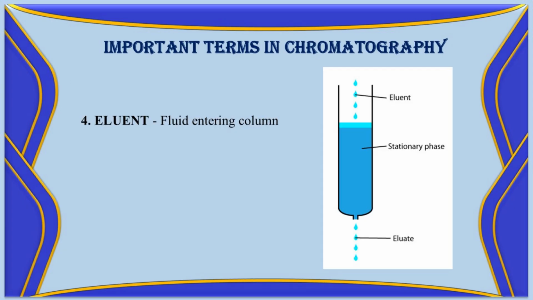The fourth important term in chromatography is eluent. The fluid entering the column for separating the analyte is eluent. The eluent's properties, such as its polarity, significantly affect how strongly the sample components interact with the stationary phase. A suitable eluent is crucial for achieving effective separation. An example of the eluent in liquid chromatography is a liquid solvent. In gas chromatography, the eluent is a carrier gas.